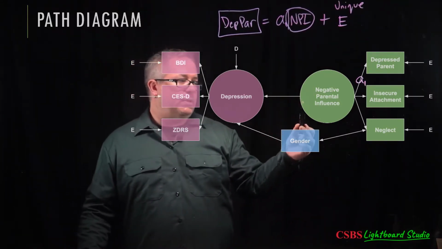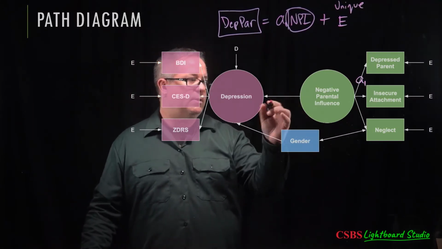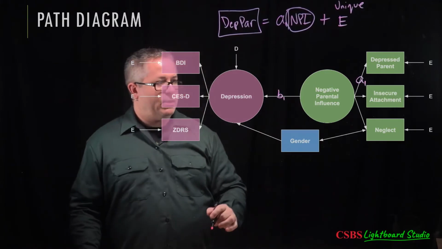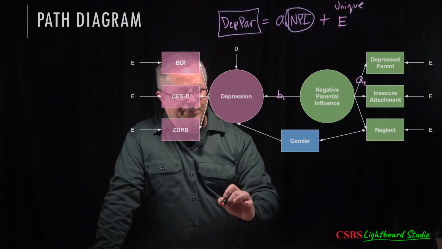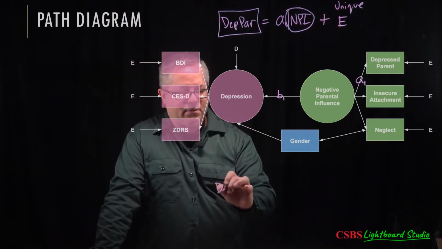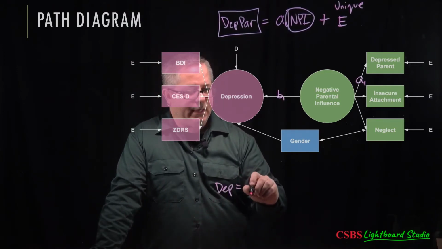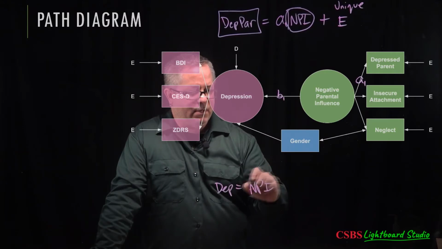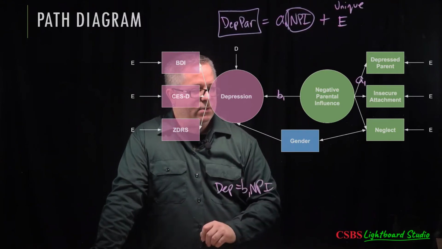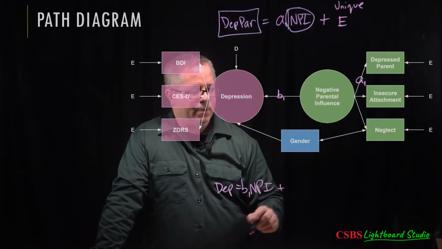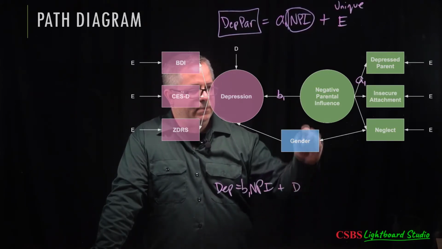Let's look at this one. This path here, call this, I don't know, B1. This path is, again, the outcome is depression, right? Equals negative parental influence. That's being multiplied by that B1 plus what? Plus the D that's up here.